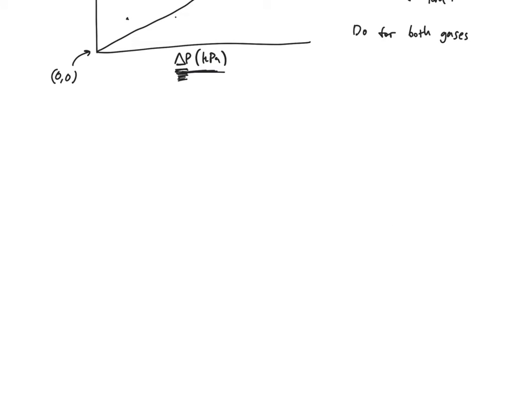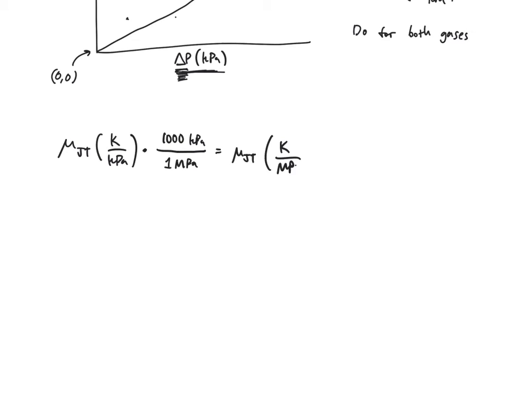So say we've gotten to this stage and we want to compare to the Joule-Thomson coefficients in our textbooks, which are in Kelvin per megapascal. I'll show you just briefly how to convert a Joule-Thomson coefficient in units of Kelvin per kilopascal into megapascals. It's as simple as doing a dimensional analysis conversion, recognizing that there's 1,000 kilopascals for 1 megapascal. And that's going to equal our Joule-Thomson coefficient in Kelvin per megapascal.